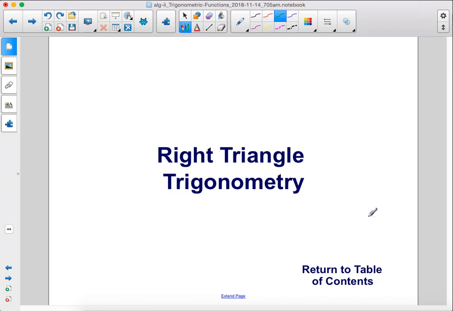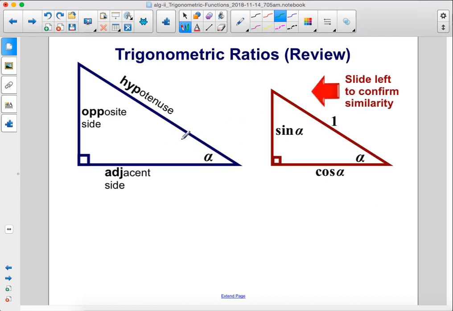Right triangle trigonometry. All right, so we have a right triangle here. The angle we're interested in is this angle here, alpha. So this side is the opposite side to this angle. This is the adjacent side to this angle, and this is the hypotenuse of the triangle.